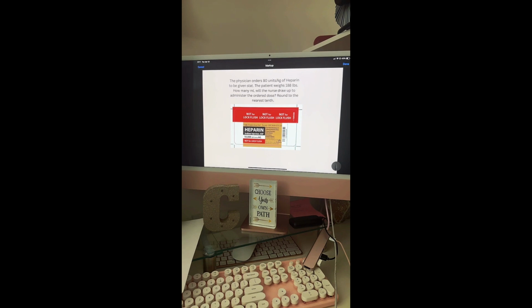What are we looking at? A lot of people get kind of frustrated with the labels. But what is our rule? Concentrate on the concentration, right? What is the concentration of the heparin on the label?